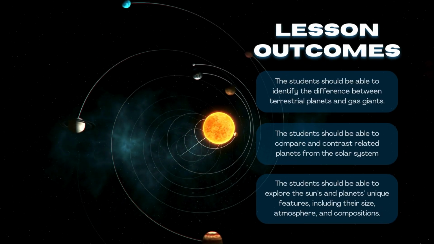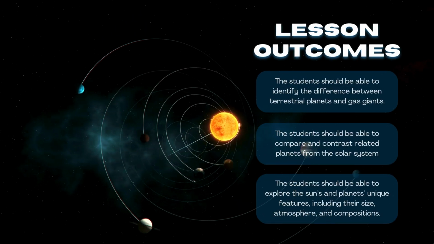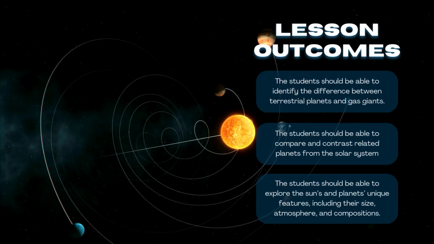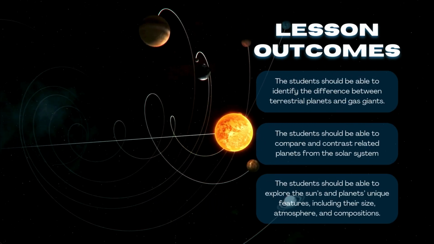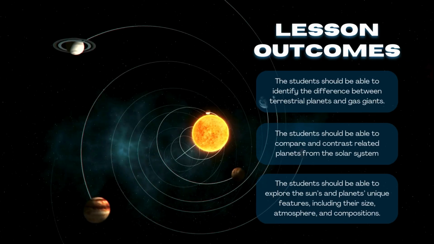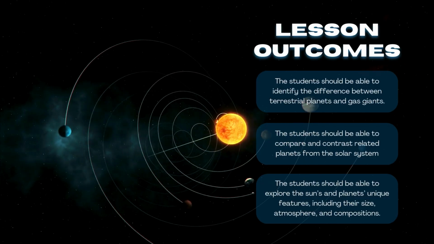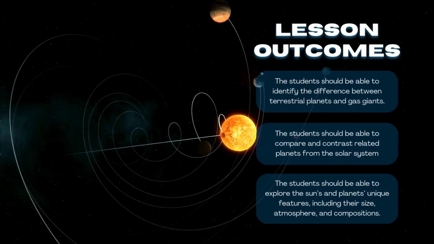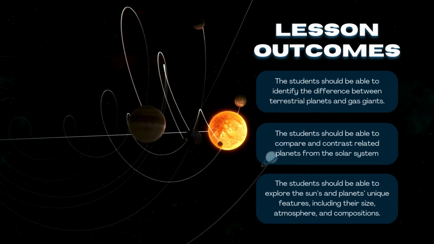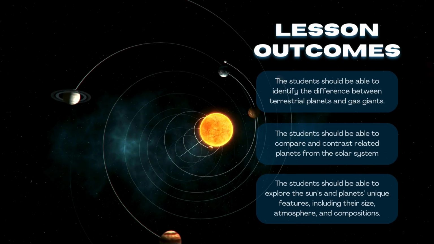Lesson outcomes. The students should be able to identify the difference between terrestrial planets and gas giants. The students should be able to compare and contrast related planets from the solar system. The students should be able to explore the Sun's and planets' unique features, including their size, atmosphere, and compositions.